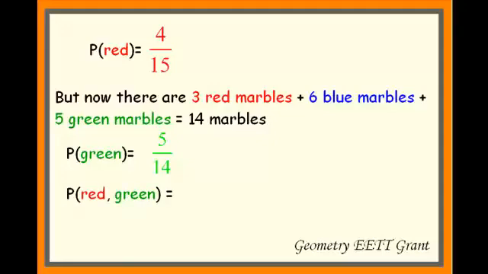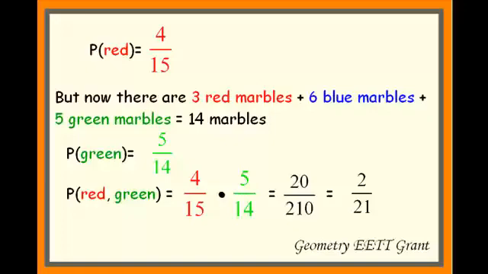So how do we find the probability of red and then green? You multiply: 4/15 times 5/14. Whenever you multiply straight across on fractions, you get a total of 20 divided by 210. But that reduces. 20 divided by 210 reduces to 2 out of 21. So 2 times out of every 21 times you try, this will happen. You'll get a red marble, then a green marble. The other 19 times, something else will happen. So that's how you do one without replacement.